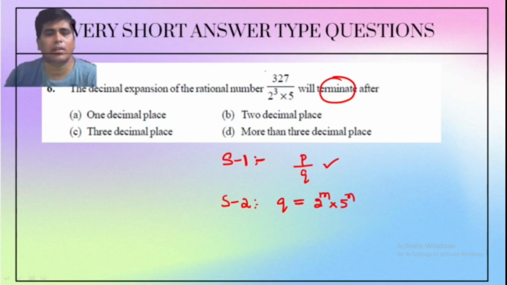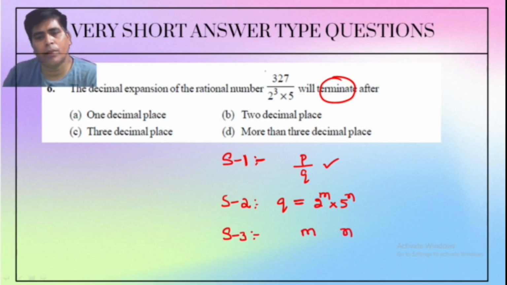It is clearly given. So then what is the third step, and how will we decide after how many decimals it terminates? Simple. We compare these two numbers, the 2 power m and 5 power n. We compare m and n. Whichever is more, that is the number of decimals after which it terminates. So we have to check whether m is greater than n, or m is less than n, or m is equal to n.